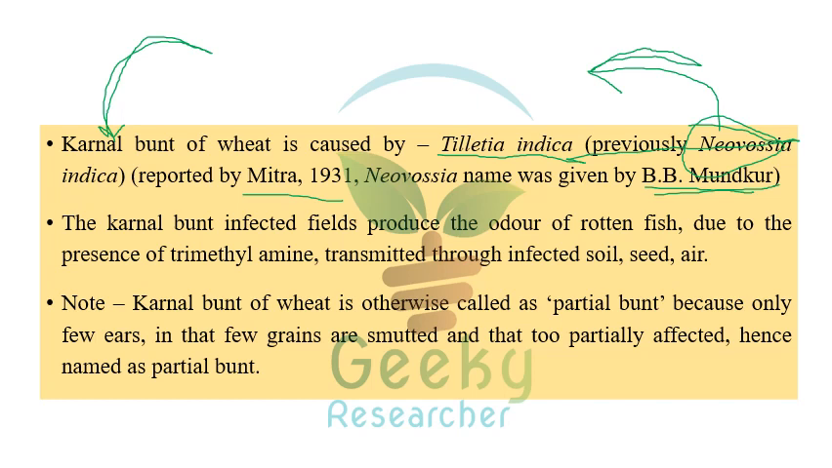Kernel bunt infected fields produce a rotten fish smell. It's very, very important. I have seen this question in many places. The infected fields produce trimethylamine, and due to the presence of trimethylamine, it produces a rotten fish smell or alcohol smell. This kernel bunt is otherwise called partial bunt, because only a few ears or a few grains are infected, that is partially infected, not completely. That's why it's also called partial bunt.